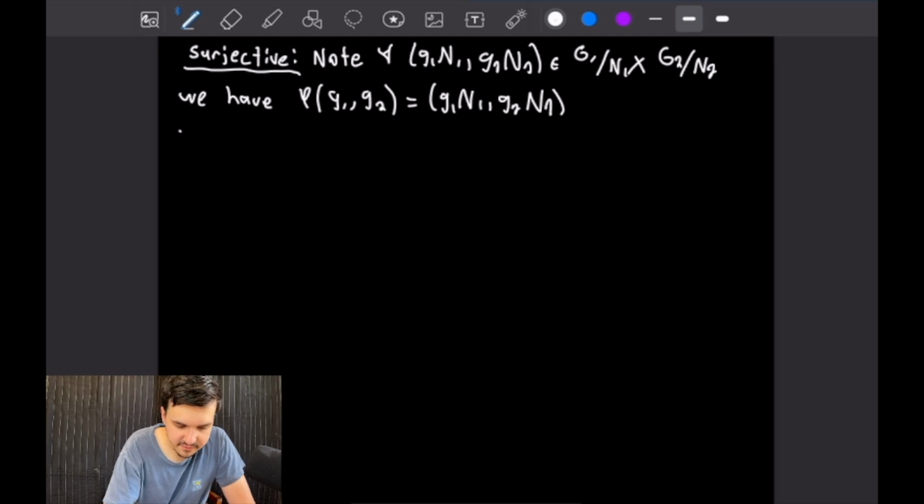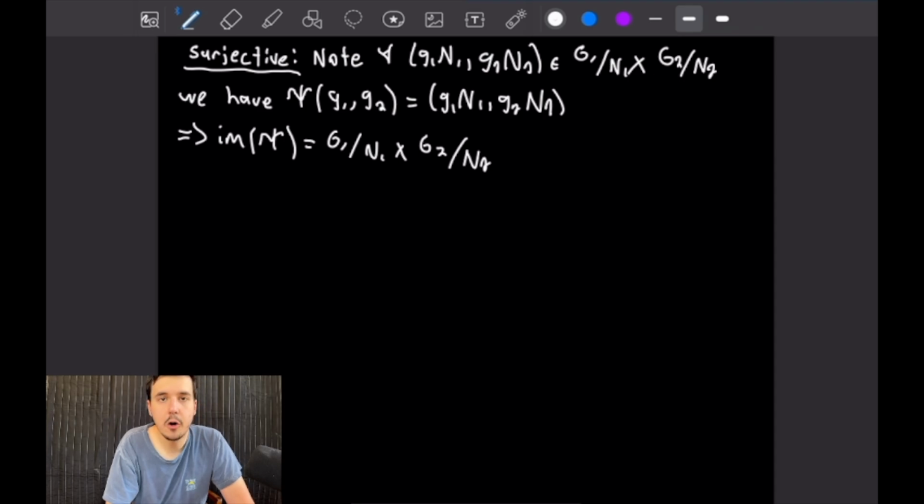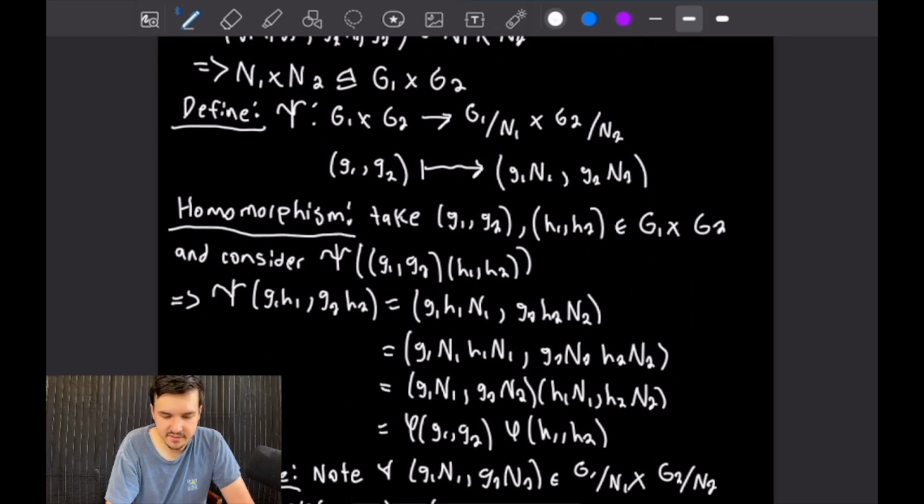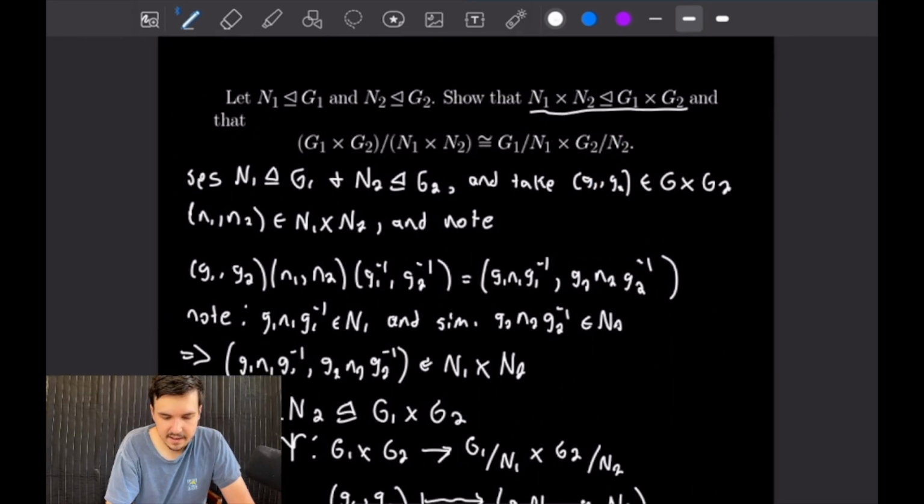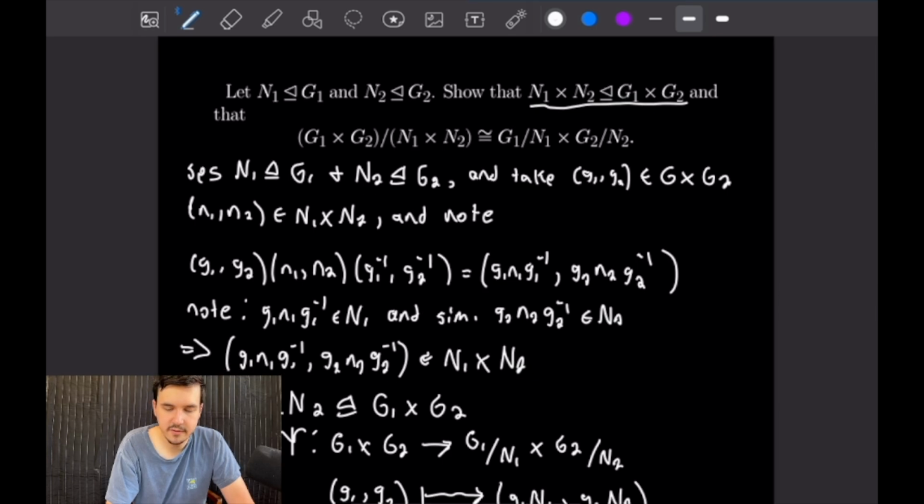So because of that, this is surjective, but that means that the image of our function, I wrote phi, but it should be psi, so let me fix that right here. The image of our function psi is equal to exactly what we want, and that is G1 mod N1 cross G2 mod N2. Great, so now all we have to prove is that the kernel is what we need to apply our first isomorphism theorem here, and we will be done. And what we need it to be equal to is in fact N1 cross N2. So let's look at that now.